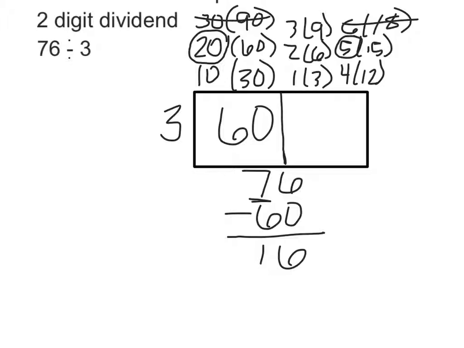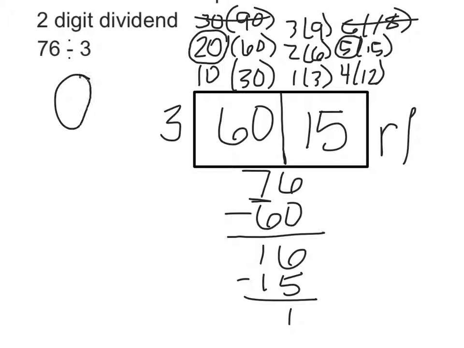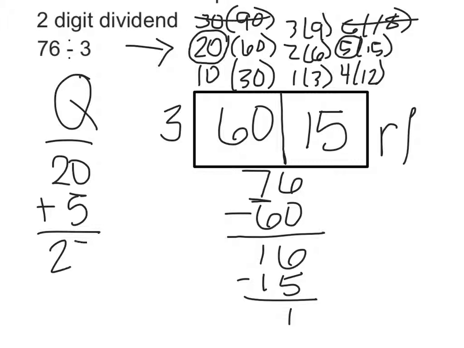I circle my 5, that's my partial quotient. 15, my product, I put in the box, and I subtract that. Oh, and I have 1 left over. That's a remainder, so I put it on the side. Remainder 1. So now I need to find my quotient, and to find my full quotient, I add my partial quotients. So I had 20 and 5 up there, so I add that together, and I get 25. So my quotient is 25.